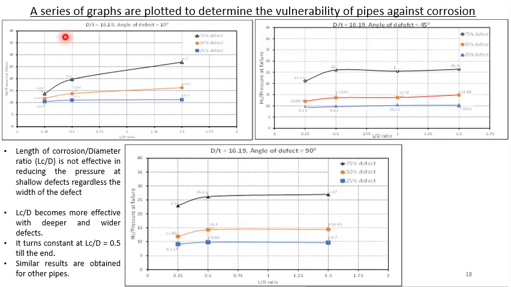Now I plotted a series of graphs to represent the sensitivity analysis of pipes against corrosion. We can see from these graphs that the length of corrosion to diameter ratio is not effective at all for shallow defects, regardless the width of corrosion. The LC to D ratio, length of corrosion to diameter ratio, becomes more effective with deeper and wider defects. Similar results are obtained for other pipes too.